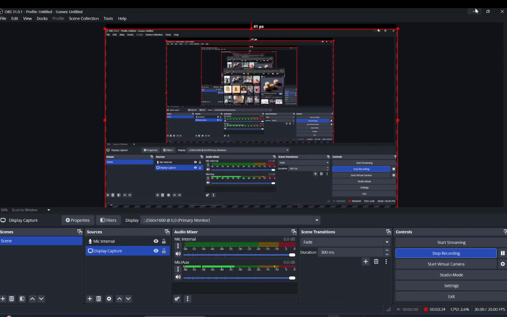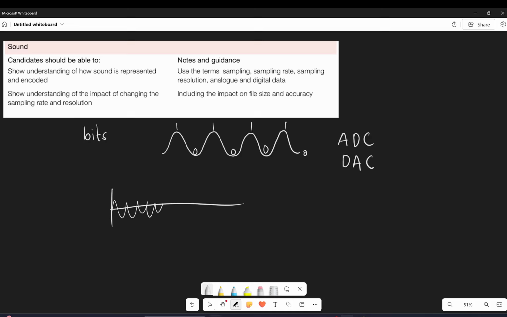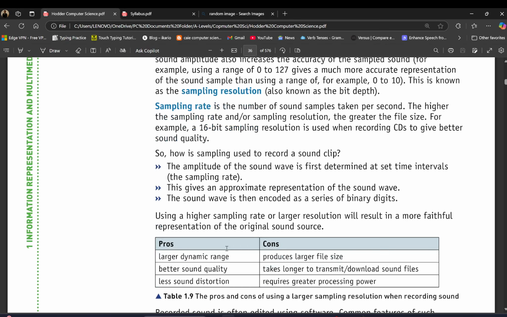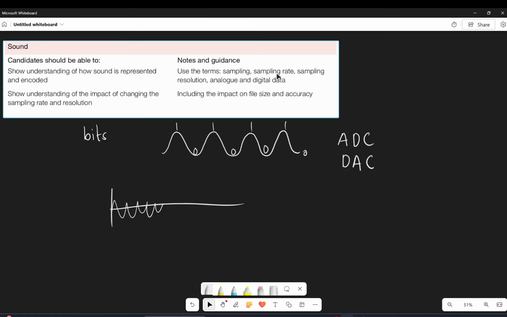And then, what else have we got here? Sampling rate, so the amount of samples taken. Sampling is a process of measuring the amplitude. So the peak value is measured. Sampling resolution is the number of bits allocated for a sound sample. And sampling rate is the number of samples taken per second. So we'll cover all this.